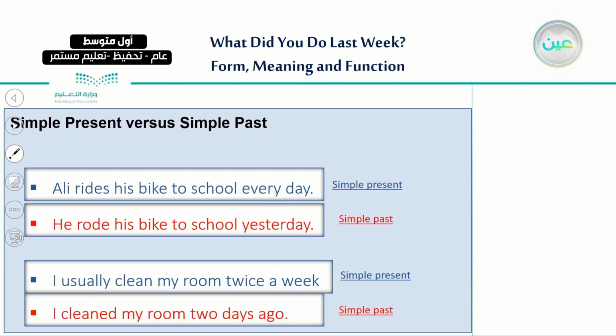Now let's read another example. I usually clean my room twice a week. So this is a sentence in the simple present. Let's read a sentence in the simple past. I cleaned my room 2 days ago. So this is in the simple past. And the same with the first one. Here we use cleaned in the past, and here clean in the simple present. And here we use twice a week, which is an expression that indicates that this action happens regularly. And here, 2 days ago indicates that this action has happened in the past.